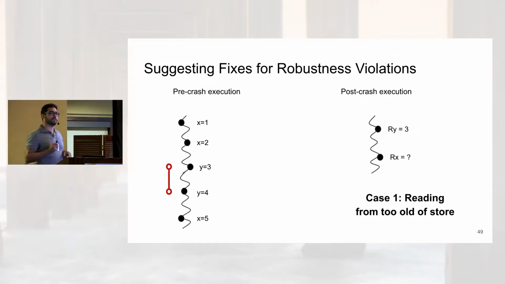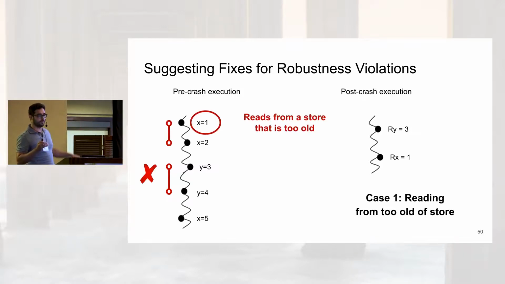Suppose that the post-crash execution reads from y equals 3. Then PSan infers that the equivalent execution should crash after the store y equals 3 and before y equals 4. Then when the post-crash execution reads from x equals 1, it is reading from a store that is too old, and these two constraints are unsatisfiable at the same time. And PSan reports a robustness violation.